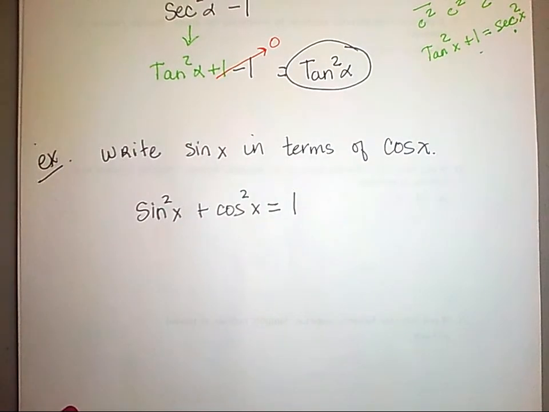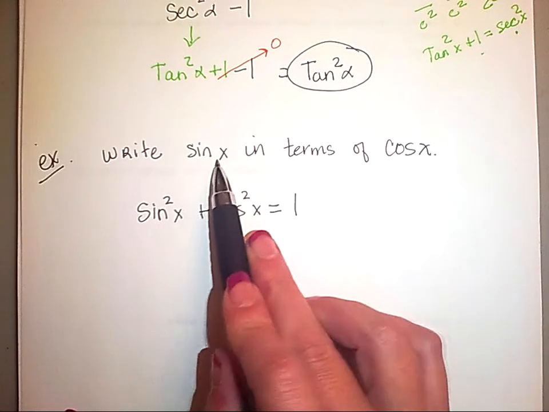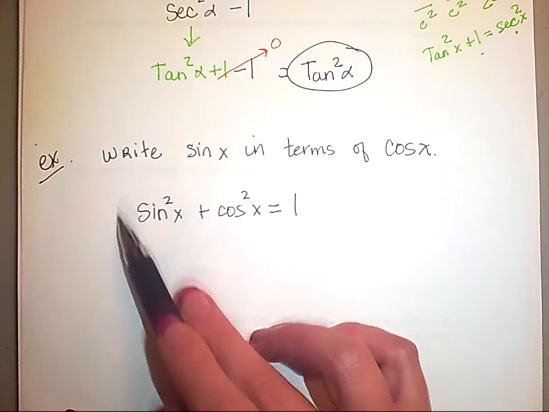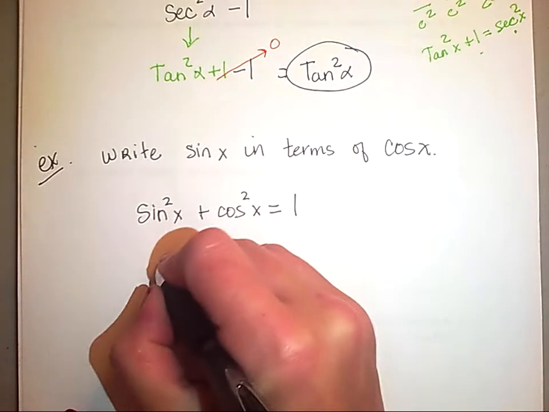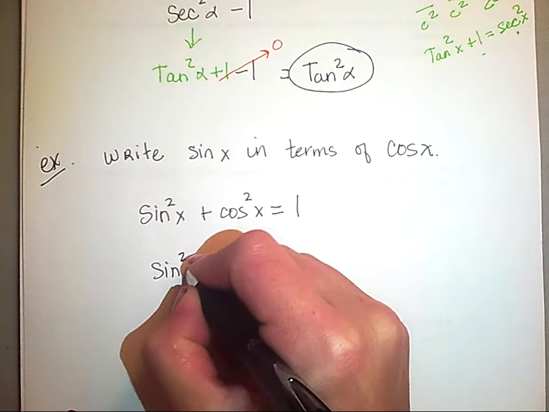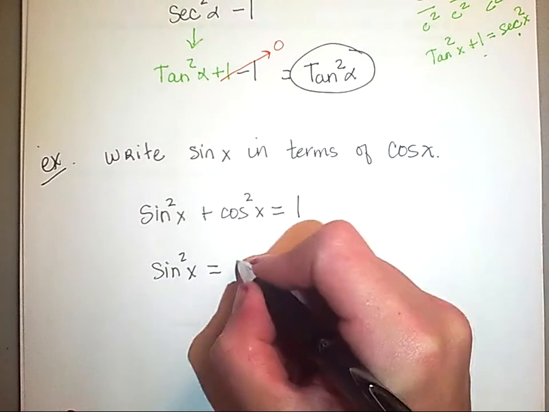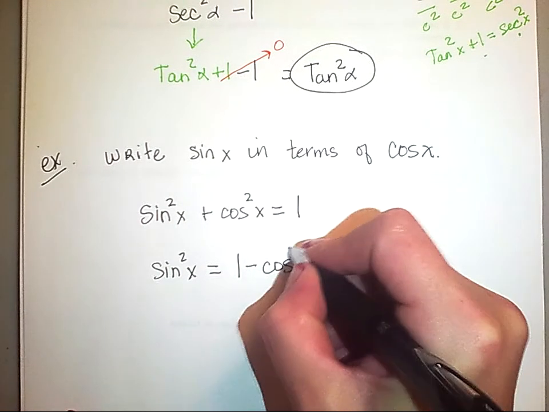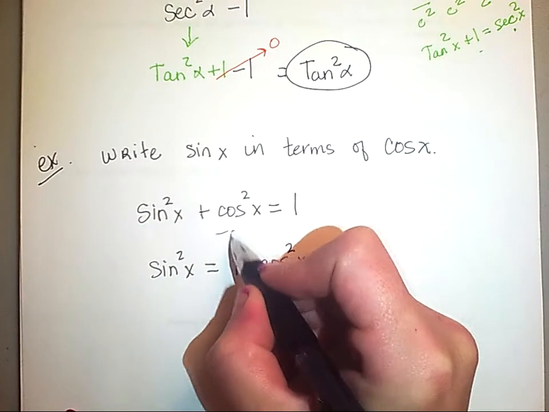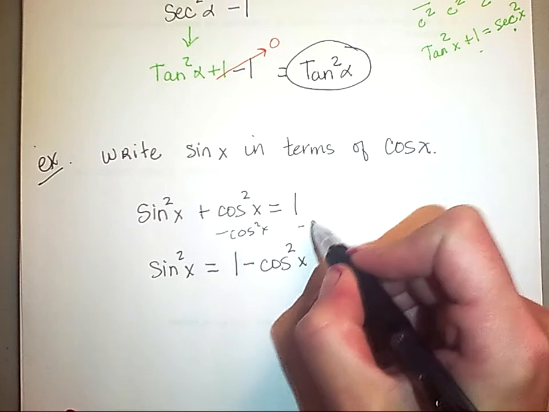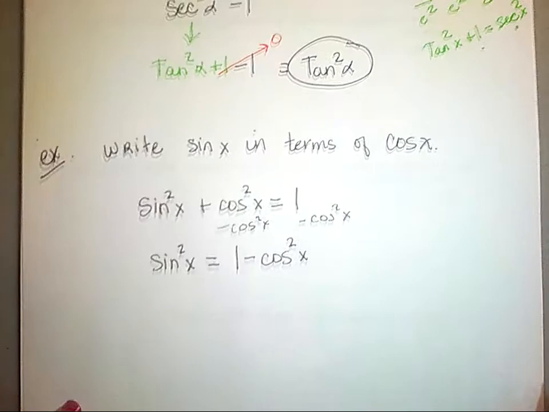Okay. Now we're going to try and write sine in terms of cosine. So I want to isolate the sine. So it is true then that the sine squared of x is equal to 1 minus cosine squared of x. I simply subtract cosine squared from both sides. Okay, good.